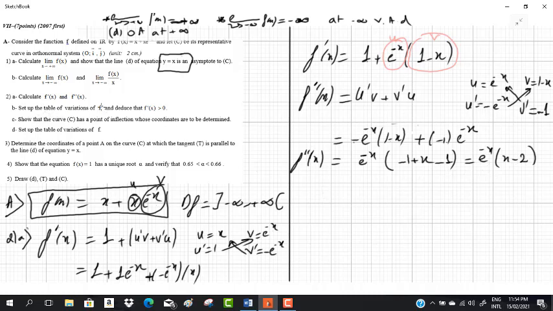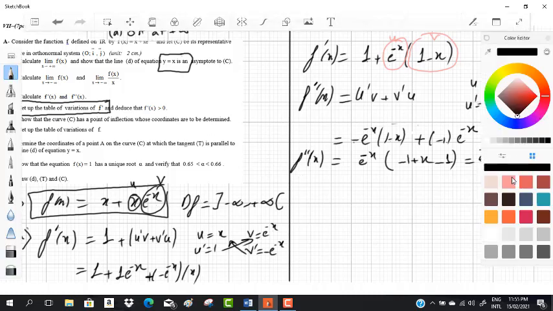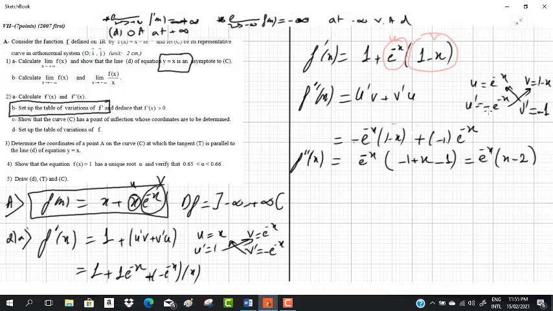Part 2b, set up the table of variations of f prime. To set up the table of variation of f prime, we need to study the sign of its derivative. Always when we make the variation of a function, we study the sign of its derivative. The derivative of f prime is f double prime, so we need to study the sign of f double prime. E minus x is always positive, so f double prime takes the same sign as x minus 2, which admits x equal 2 as a root.